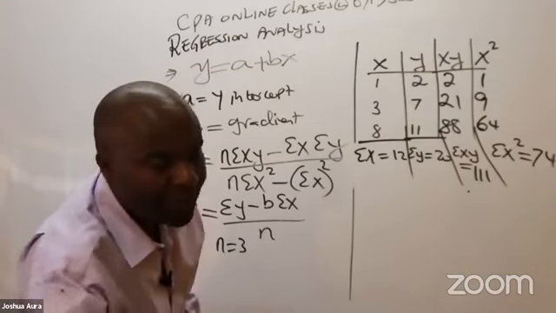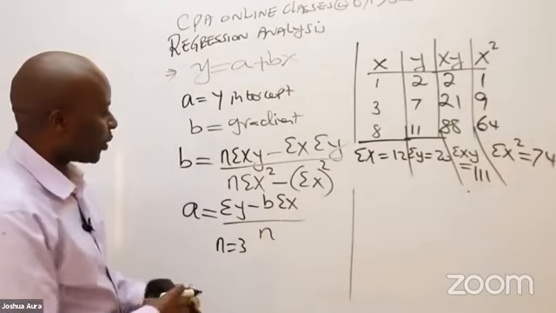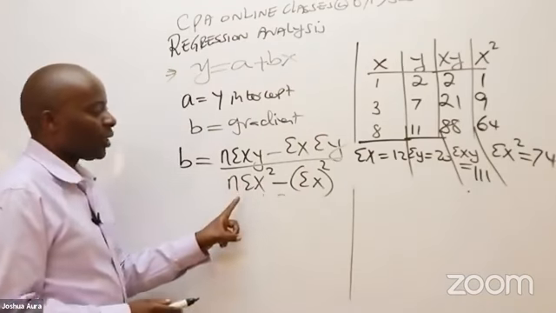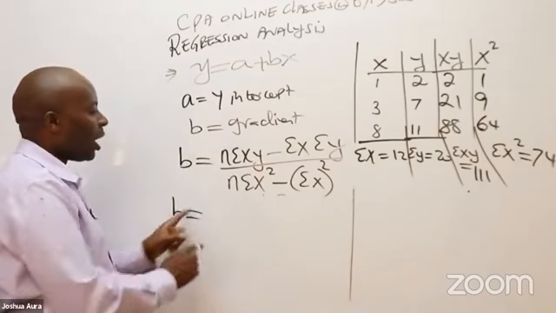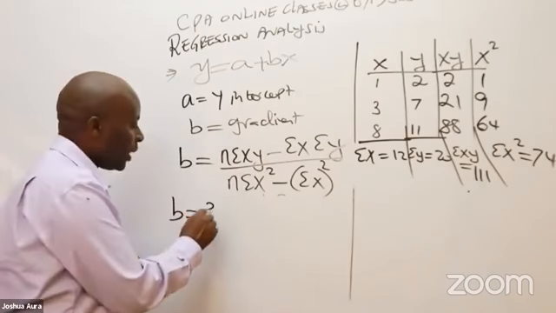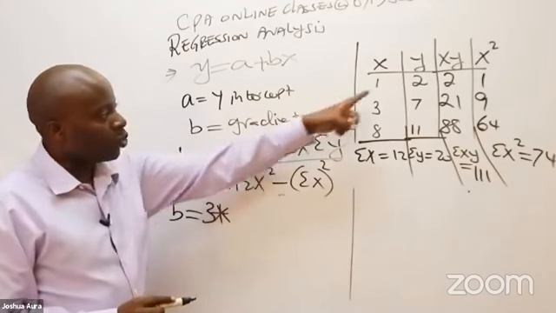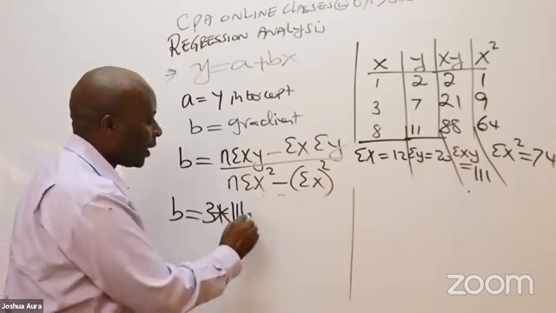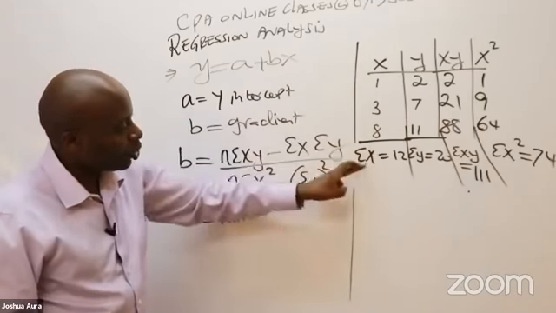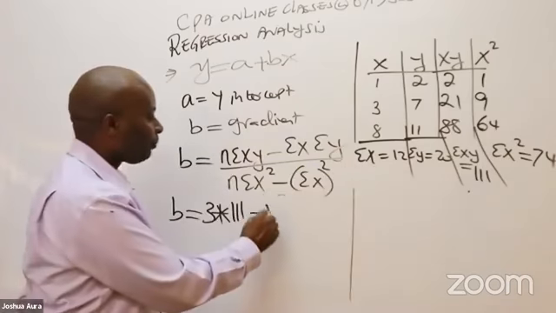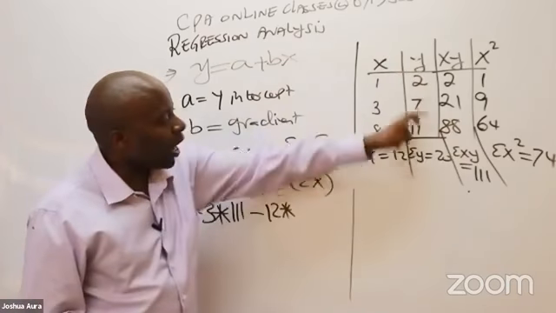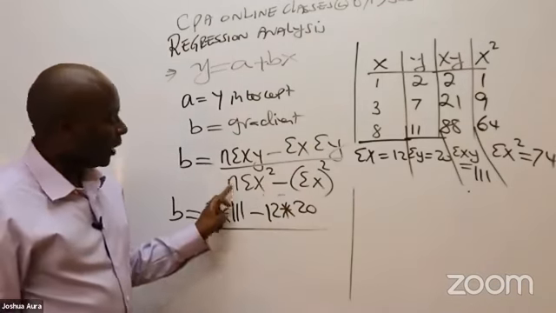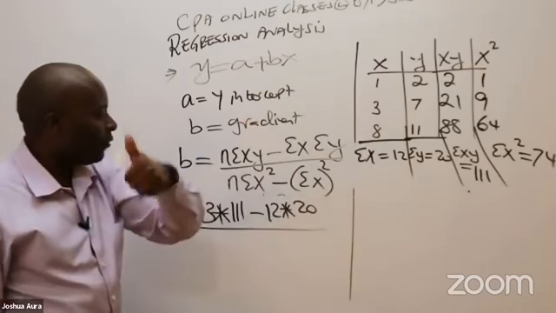Now, ladies and gentlemen, the moment I've gotten those summations very nicely, all that I need to do now is to come and substitute here. Our B will be equal to N, which you've just told me is 3, times summations of XY, which is 111, minus summations of X, which is 12, multiplied by summations of Y, which is 20, all over N, which is 3.